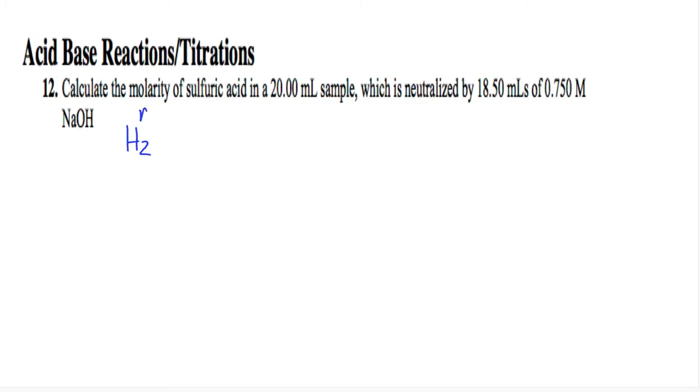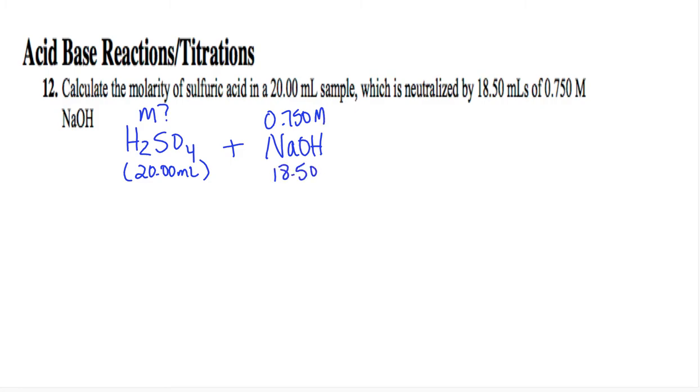So, I'm going to write down some things along with it. I am looking for the molarity of sulfuric acid in a 20 mil sample. I know how much I had, which is neutralized by sodium hydroxide. Sodium hydroxide was 0.750 molar, and I used 18.50 mils of it. What is my reaction going to be?